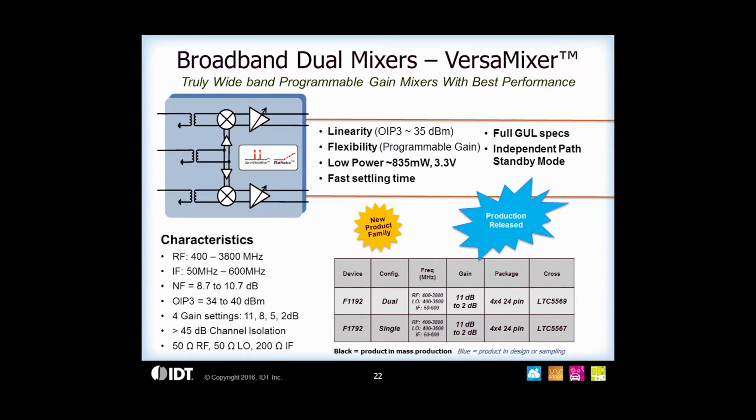That's a great question. This is something that we have actually highlighted as our programmable gain settings. We have 4 programmable gain settings, and with these gain settings, we are able to provide a gain of 11 dB, 8 dB, 5 dB, and 2 dB. Now the settling time for this is extremely fast with only 75 nanoseconds. This enables you to have on-the-fly programming of the gain. So Versa Mixer not only provides you the versatility, but it also provides you the capability to have programmable gain and do that on the fly.